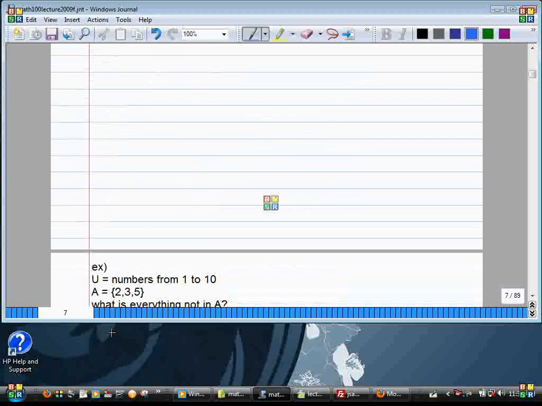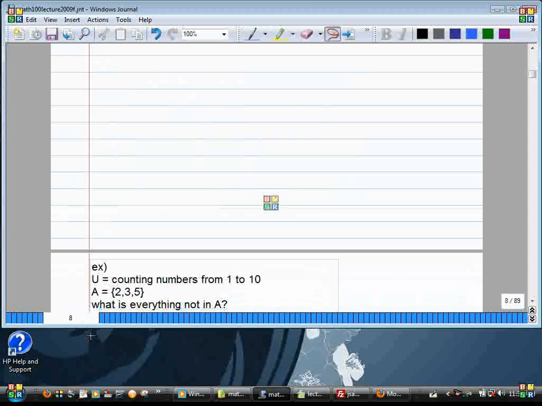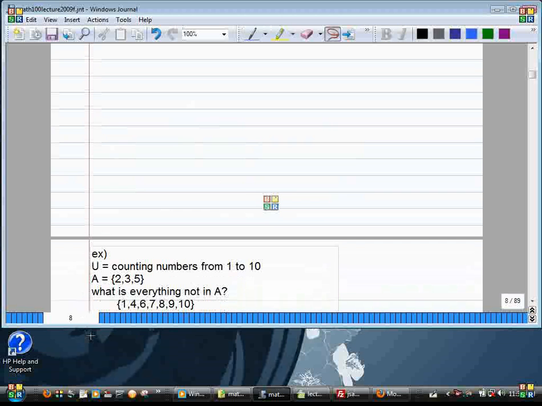Okay. So, our universe is all the counting numbers from 1 to 10. And set A is the set 2, 3, and 5. Now, what is everything? Again, when I say everything, I mean everything relative to our universe that is not in A. 1, 4, 6, 7, 8, 9, 10. Exactly. So this has a name. This is called the complement.